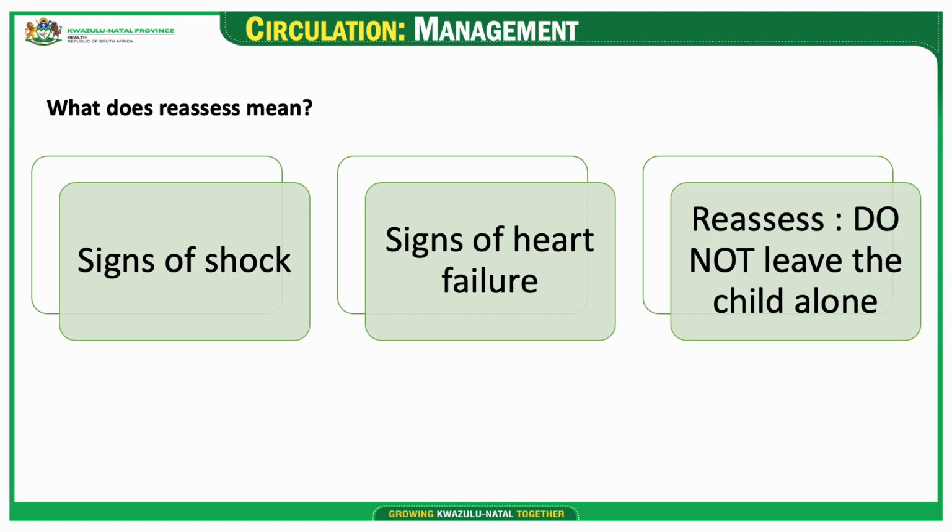We told you in the beginning of this lecture that reassessment is one of the most critical things of managing a patient with shock. So what does that mean? First of all, I need to have ongoing assessment and looking for signs of shock. Every time that I give a fluid bolus, I want to check afterwards, is my patient's shock getting better? Is it staying the same with no improvement? Or is my patient actually getting worse? So I want to look for signs of shock. I want to check for signs of heart failure.